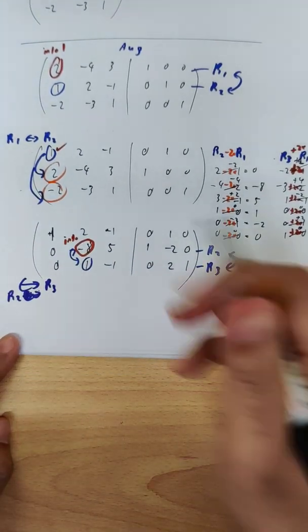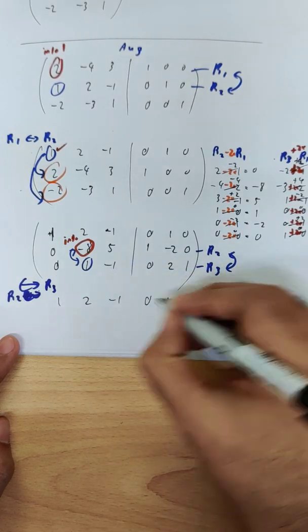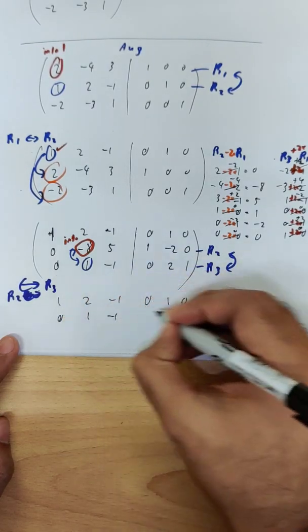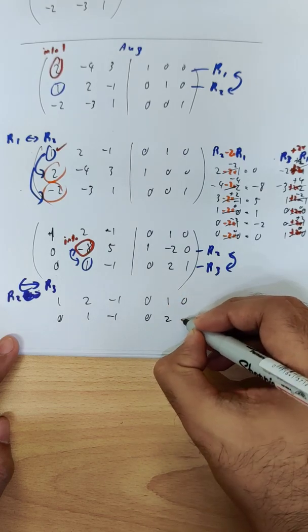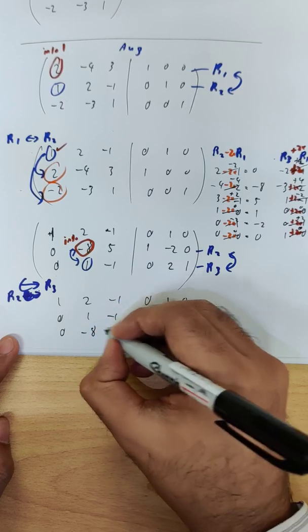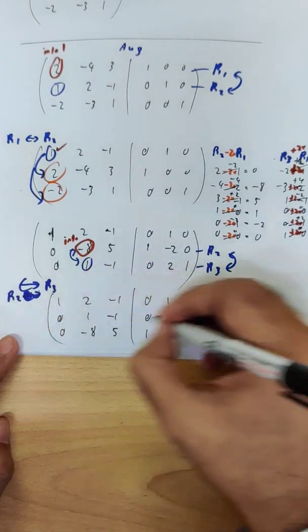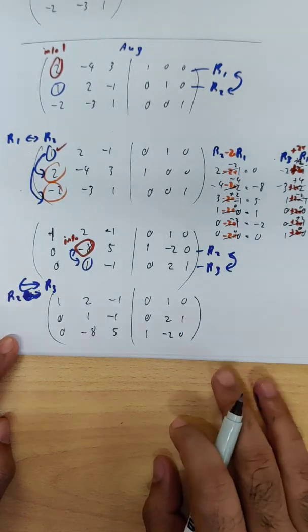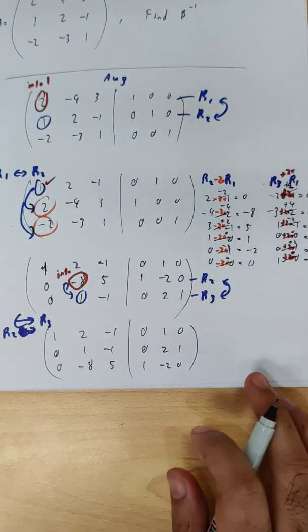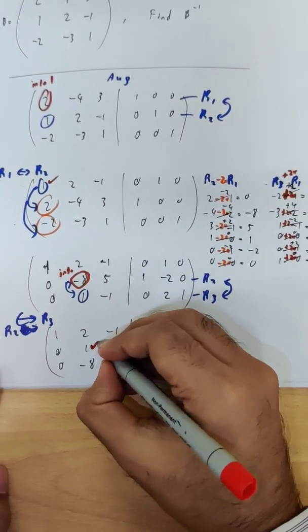So I can get myself the new one. 1, 2, negative 1, 0, 1, 0, 0, 1, negative 1, 0, 2, 1, and 0, negative 8, 5, 1, negative 2, 0. Okay, so that's your new row 3 and row 2. So this one here has already become 1.